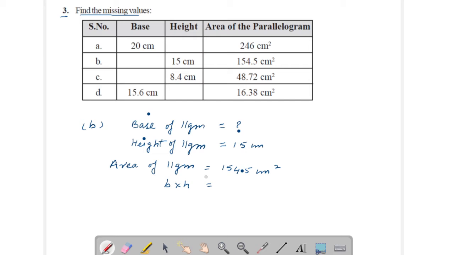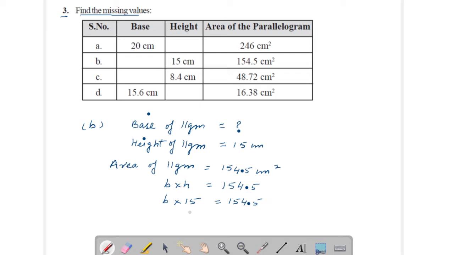Here put the value. Area of parallelogram is given by B into H. It is equivalent to 154.5. Here put the value. You have to find out B, that is base. Height is given to you. It is 15. B into 15 equal to 154.5.